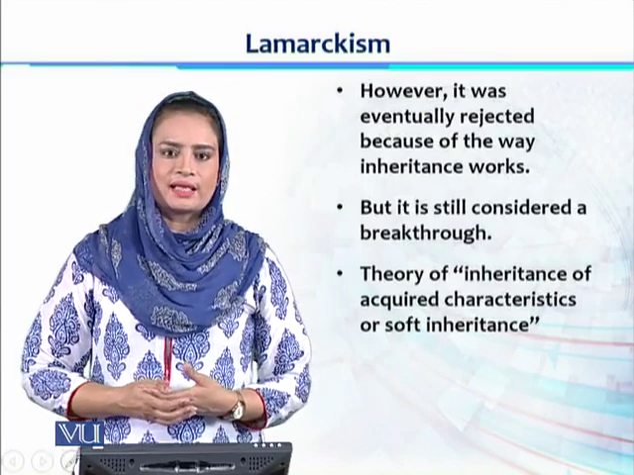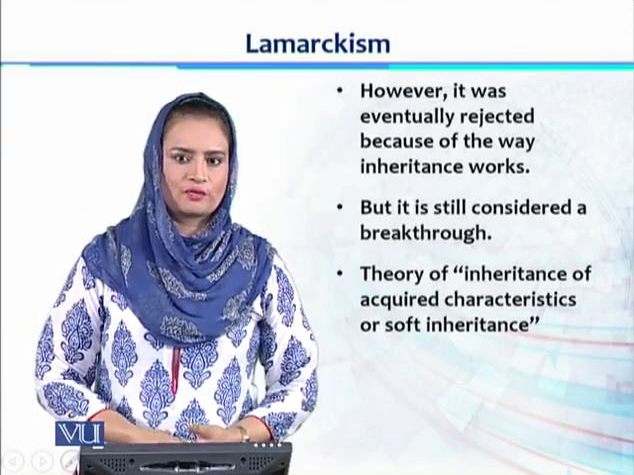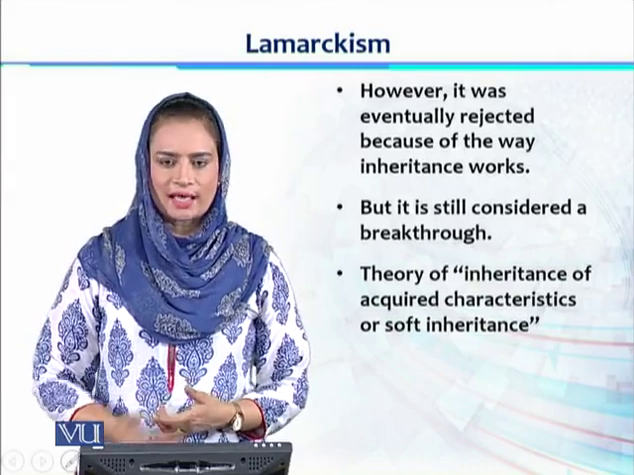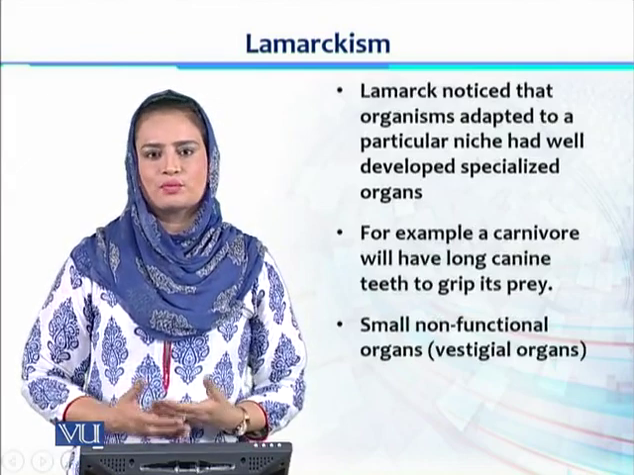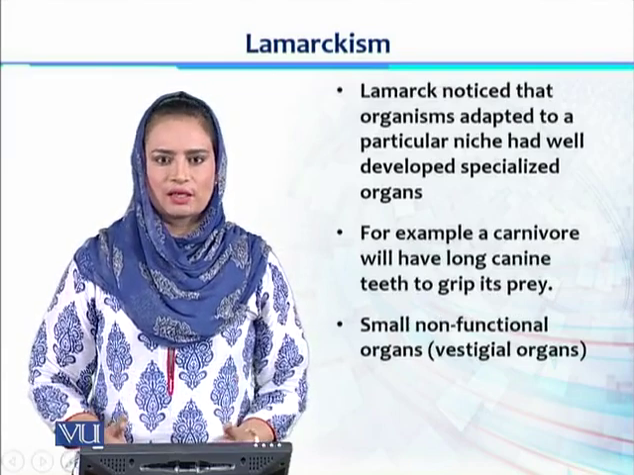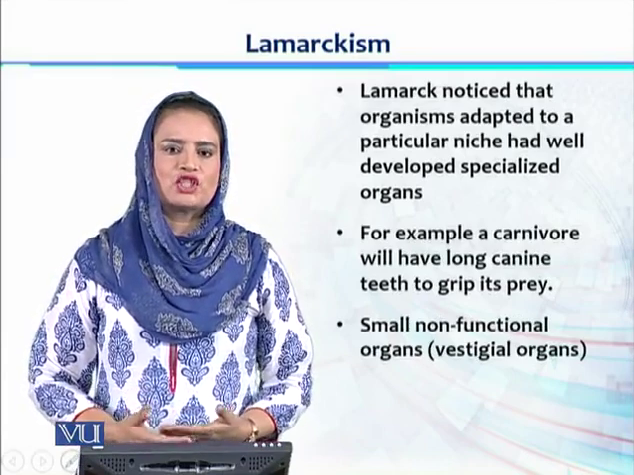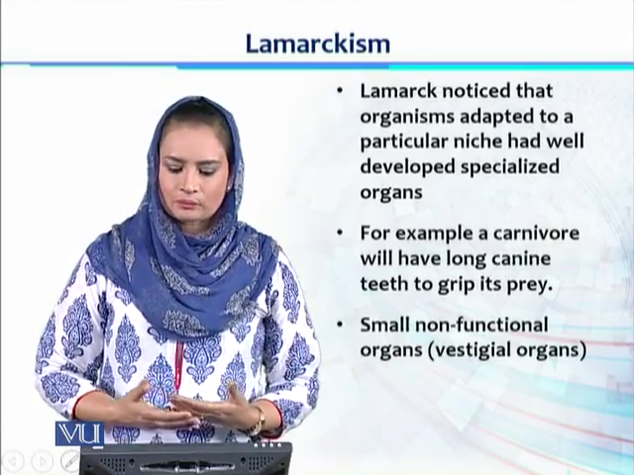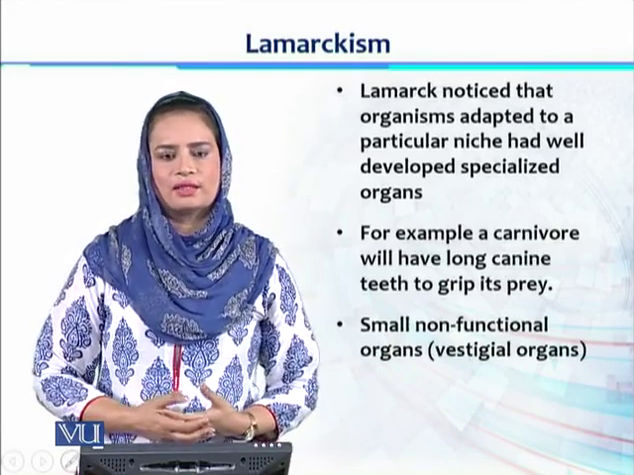And it is still considered a breakthrough even after its rejection and even after the proposal of Darwinism. So this theory of inheritance of acquired characteristics, or soft inheritance, can be explained by the variations which Lamarck observed. He observed that if organisms stop using certain organs or overuse certain organs, then there would be anatomical and morphological changes in those characteristics. And these changes acquired during their lifetime will be transferred to their next generation.